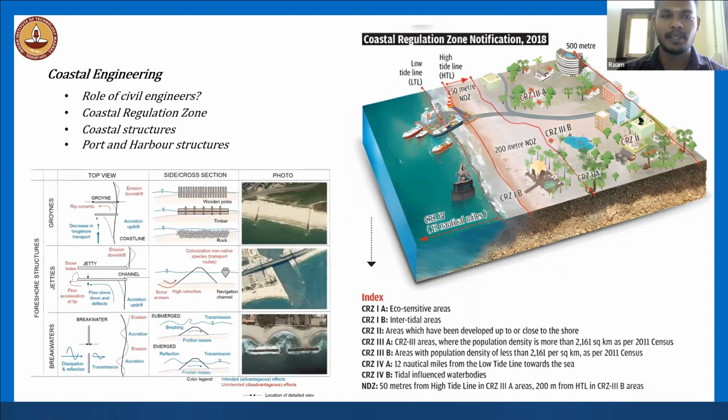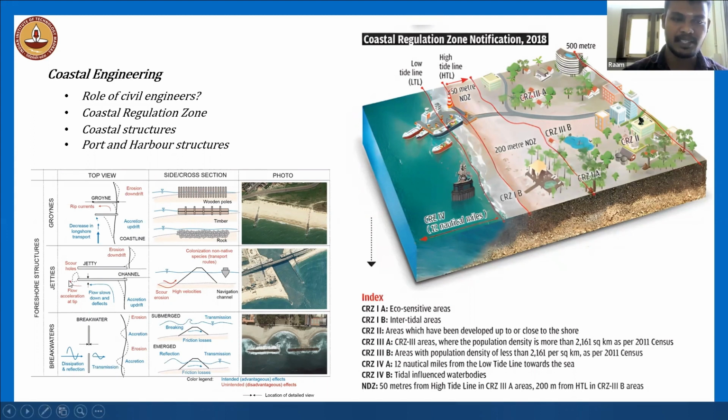persons. And for maintaining the coastal structures, port and harbor structures are a part of the coastal regulation zone. First of all, we will see the foreshore structures. This is the groins. These are the groins. Groins are nothing but structures which are built using rocks or timber or wooden poles. For this structure, we need to know the tide level, because the top level of the structure should be above the water level, so that the protection will be good enough to protect the coastline.